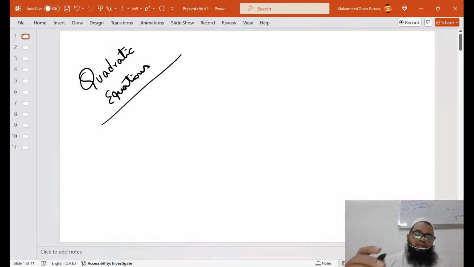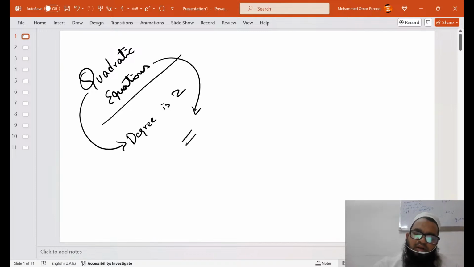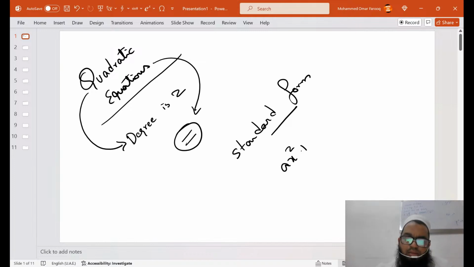So anyway, let us see quadratic equations. So what are quadratic equations? Quadratic equations are the equations where the degree is 2. That is why we call it quadratic. And what are equations? Where you can find equal to in between. So the standard form, this is very important. The standard form of quadratic equation is ax square plus bx plus c is equal to 0.